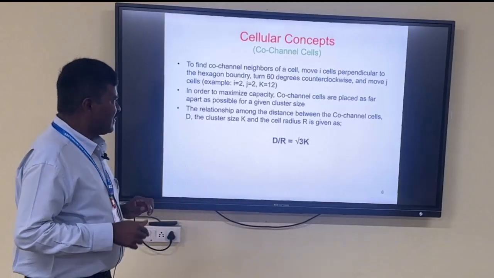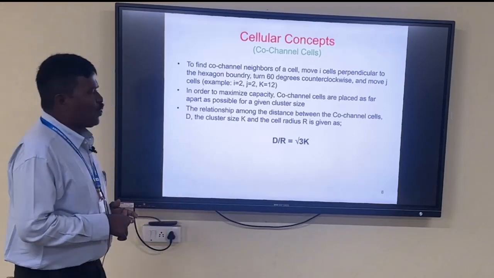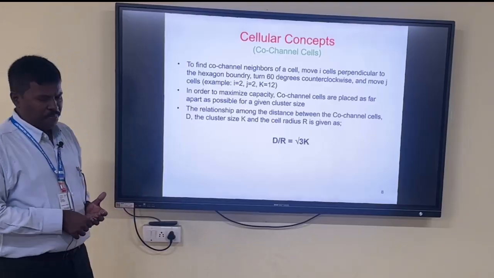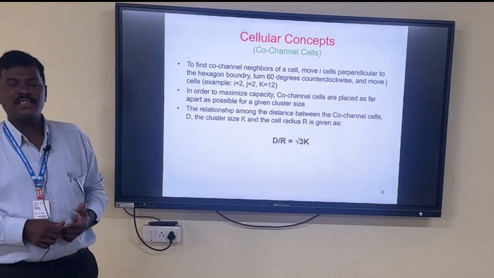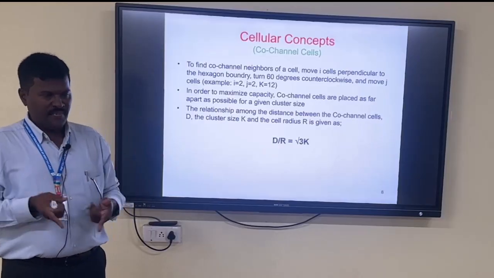Okay, we have a diagram for that also. In order to increase the system capacity, the co-channel cells should be placed as far apart as possible in the defined cluster size.